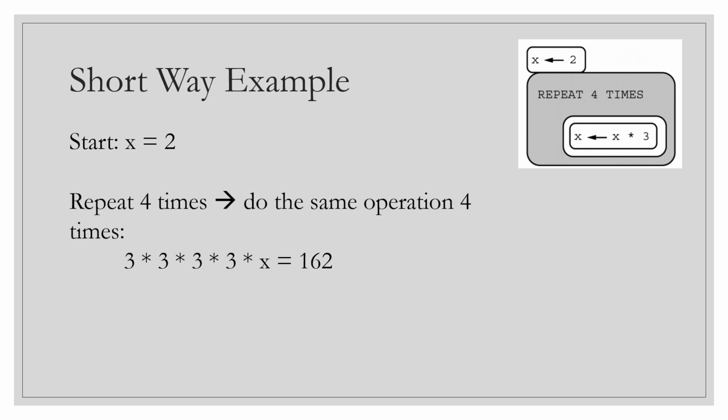So a critical way of thinking about it is: repeat 4 times. Well, isn't that just the same as doing the same operation exactly 4 times? In other words, since x is being multiplied by 3 every single time, and this is being repeated 4 times, we can just simply express this as 3 times 3 times 3 times 3 times whichever the initial value of x is, which in this case is 2, to end up giving us the exact same answer as in the long method, which is 162.